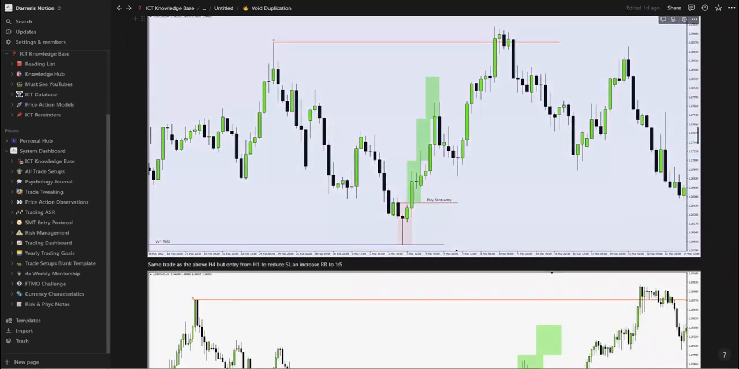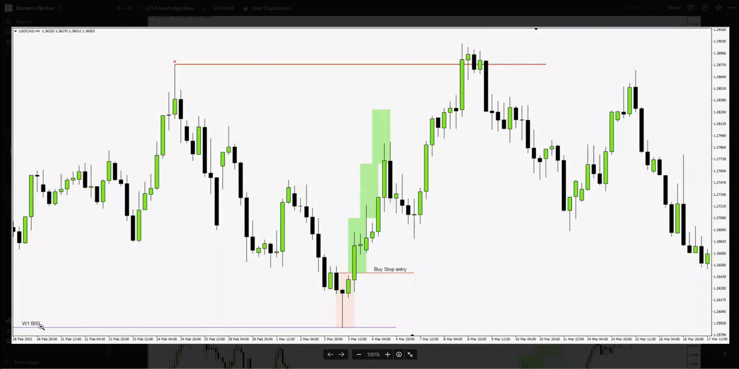Same sort of situation here. This is USD CAD again. BISI, 1 week. Price makes a high, trades down into the low. Again, it closes the BISI to the pip, but it doesn't matter. We don't care about that. We are waiting for price to move away for us to get taken into the trade.